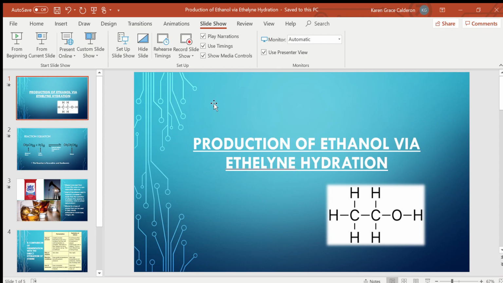This is one of the only ways that I found out of how to present this whole presentation to you guys. But my topic is going to be the production of ethanol via ethylene hydration. This structure on the bottom right here is the structure for ethanol itself.